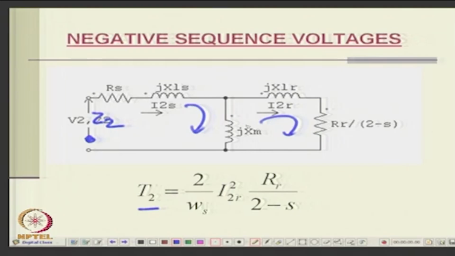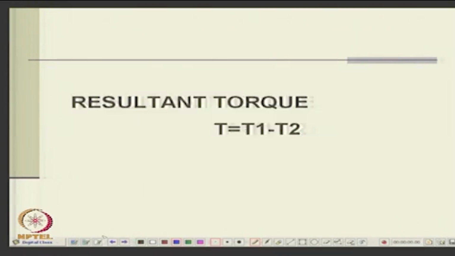So, I want you to develop some algorithm. Nowadays with MATLAB you can even develop this. So, you take any induction motor, develop a software, okay, in which the behavior for any unbalance can be predicted. Okay. So, the net result will be T1 minus T2. Any problem? So, you have found out T1, you have found out T2 for an unbalanced condition. Okay.